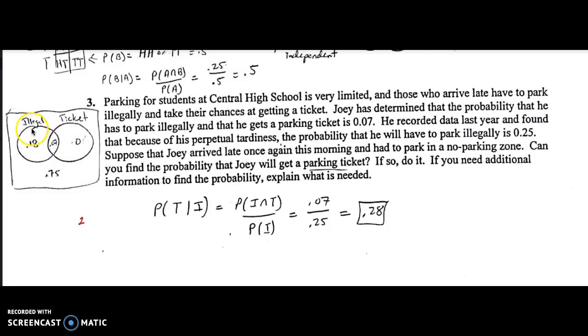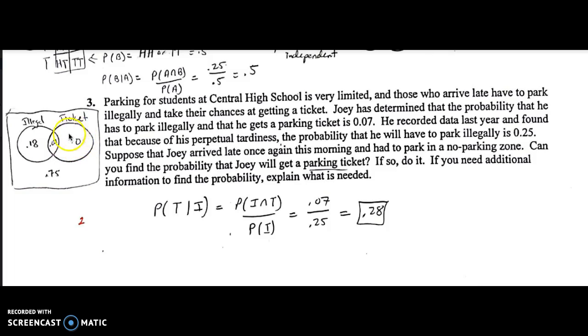And my two events here are whether or not he parks illegally and whether or not he gets a ticket. And they told me in the problem that the probability of him parking illegally and getting a ticket is 0.07. So I know that when both events happen at the same time, that probability is 0.07. That's your overlap that goes in the middle. But I also know that the chances of him parking illegally is 0.25. So I know the whole circle needs to be 0.25. If this piece is 0.07, this piece over here is whatever you add to 0.07 to get 0.25. And so I found that was going to be 0.18.